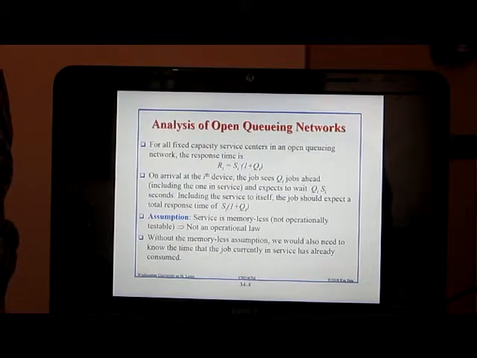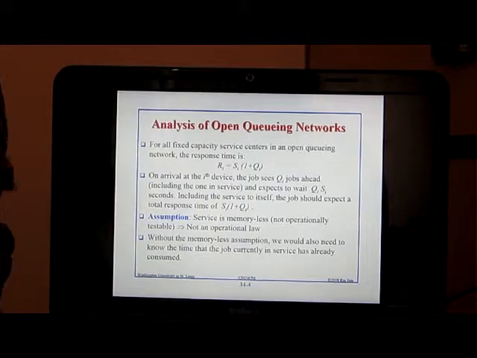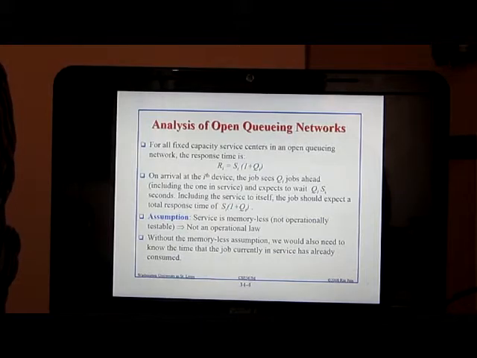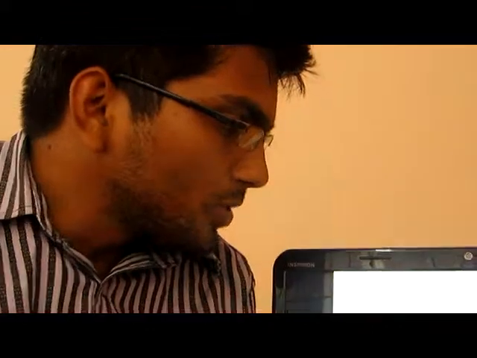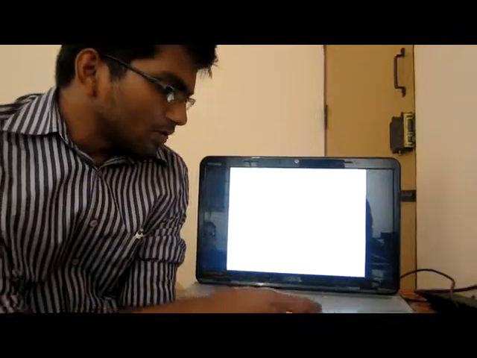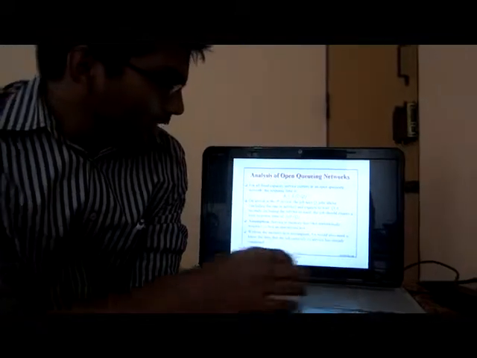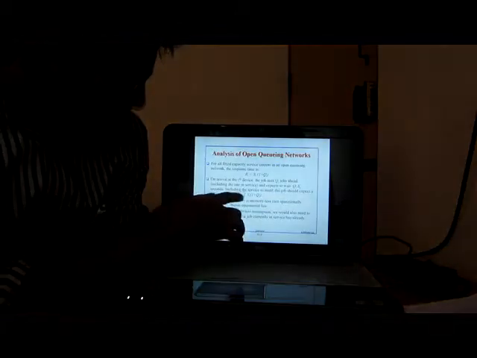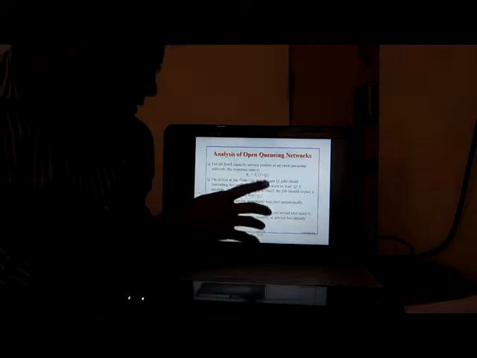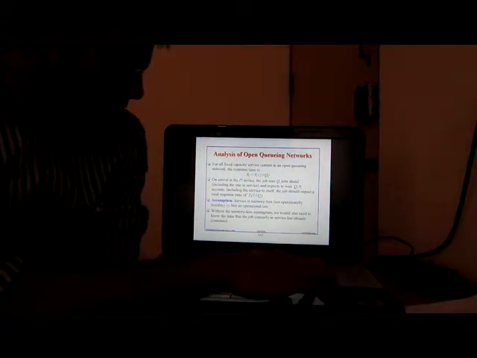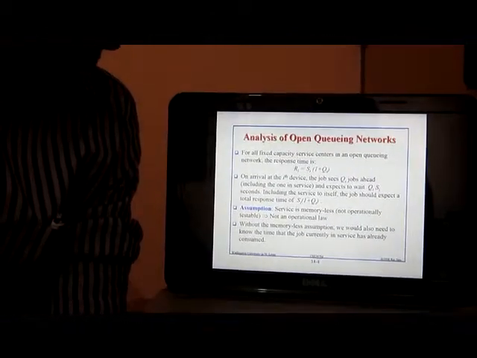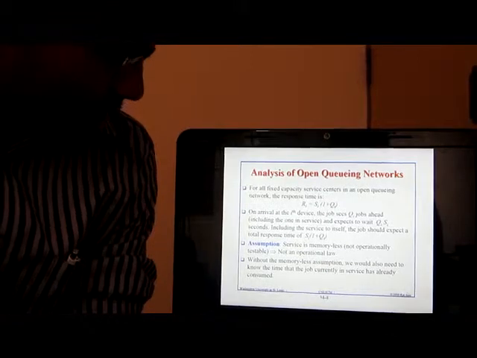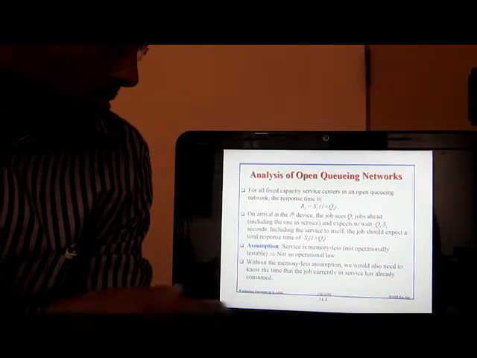For the analysis of open queuing networks, we have certain formulas. For computing the response time, it is equal to service time into 1 plus q, where q is the queue length. So the total response time is Si into 1 plus Qi. We have certain assumptions here: service is memoryless, and it is not operationally testable and not an operational law.